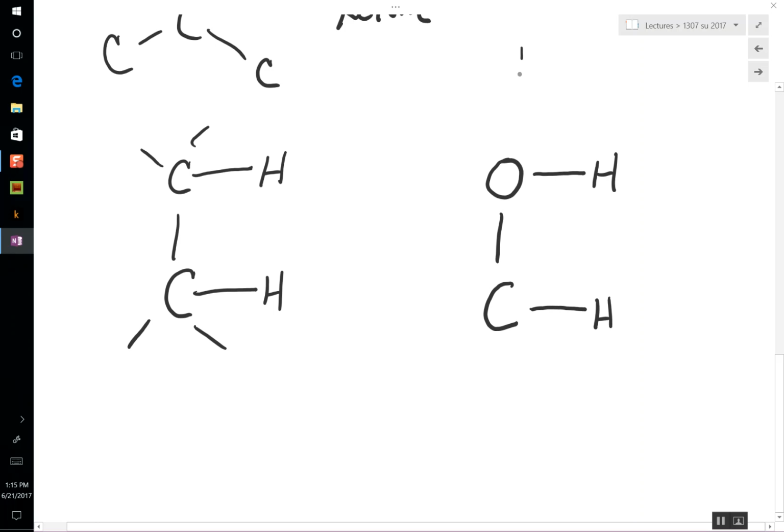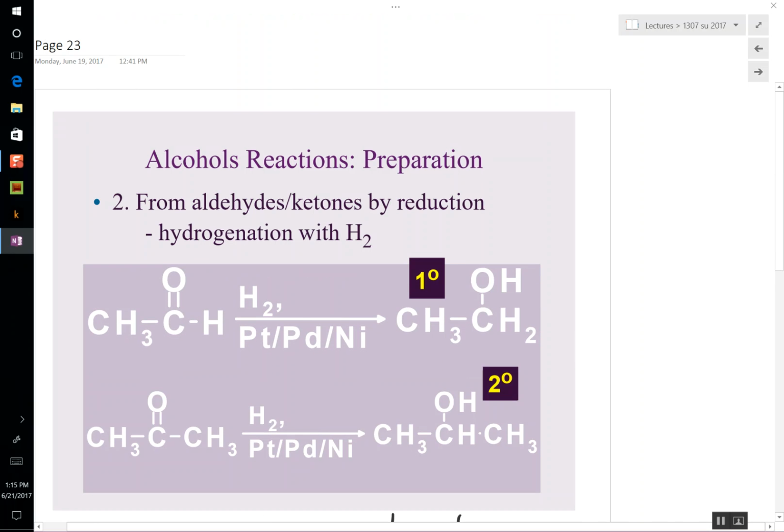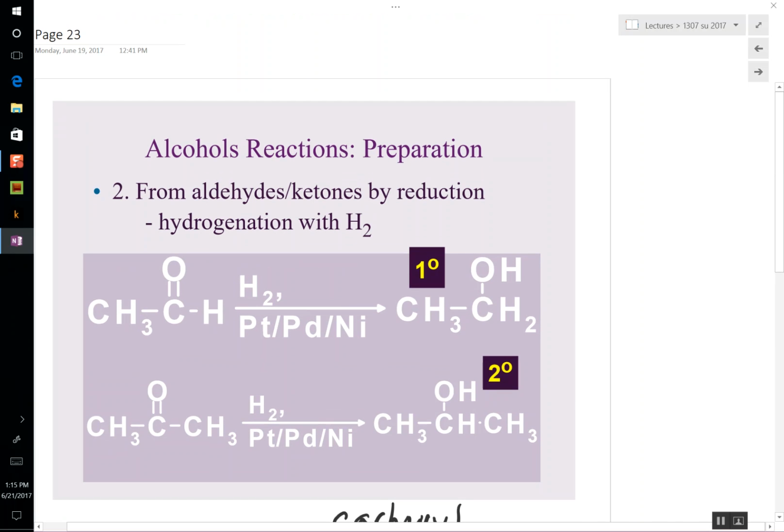Hydrogenation is the addition of hydrogen to a molecule. You can hydrogenate a carbon-carbon double bond. You can hydrogenate a carbon-oxygen double bond. It's hydrogenation. You can use some of the same catalysts that hydrogenate alkenes. So this is an aldehyde.